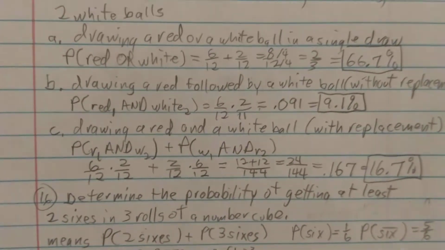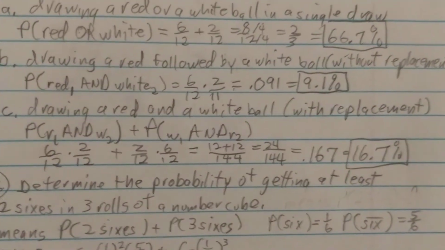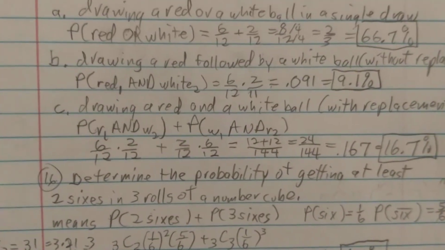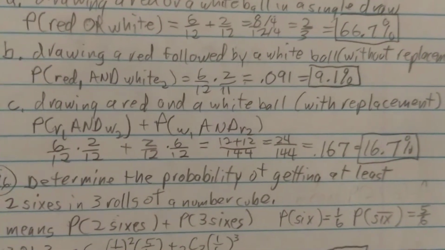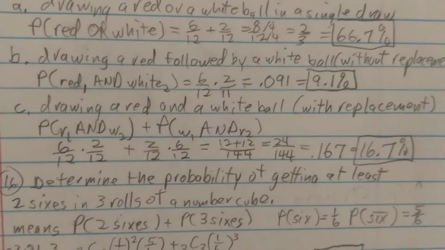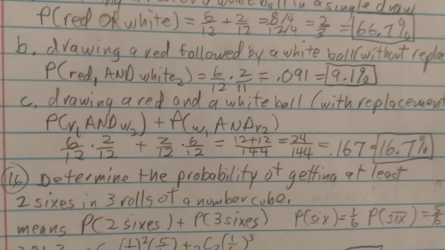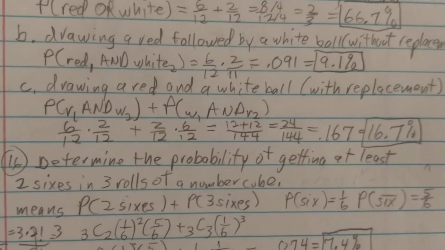66.7%. Now drawing a red followed by a white without replacement, so I know the specific order, red first then white second, is 6 over 12 times 2 over 11, because I have one less ball that I didn't put back in. So that comes out to 0.091 or 9.1%.